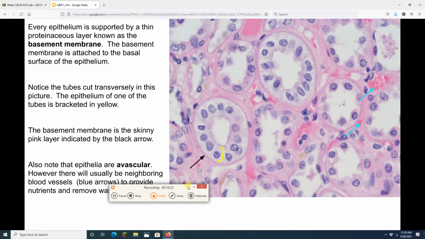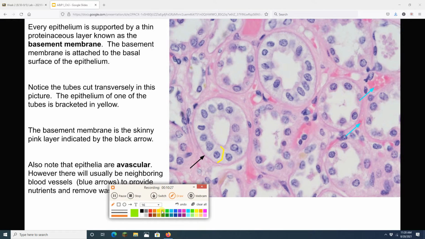I got some more epithelial tissue right here. Let me draw a circle around a ring of epithelial tissue right there. Actually, I'm not going to do this ring. Let me draw it around this ring right here. I'm just going to draw it in the cells, okay? This is epithelial tissue. I'm drawing a ring kind of through the nuclei of the cells. And here's some more epithelial tissue right there. Notice it has that yellow bracket on it.